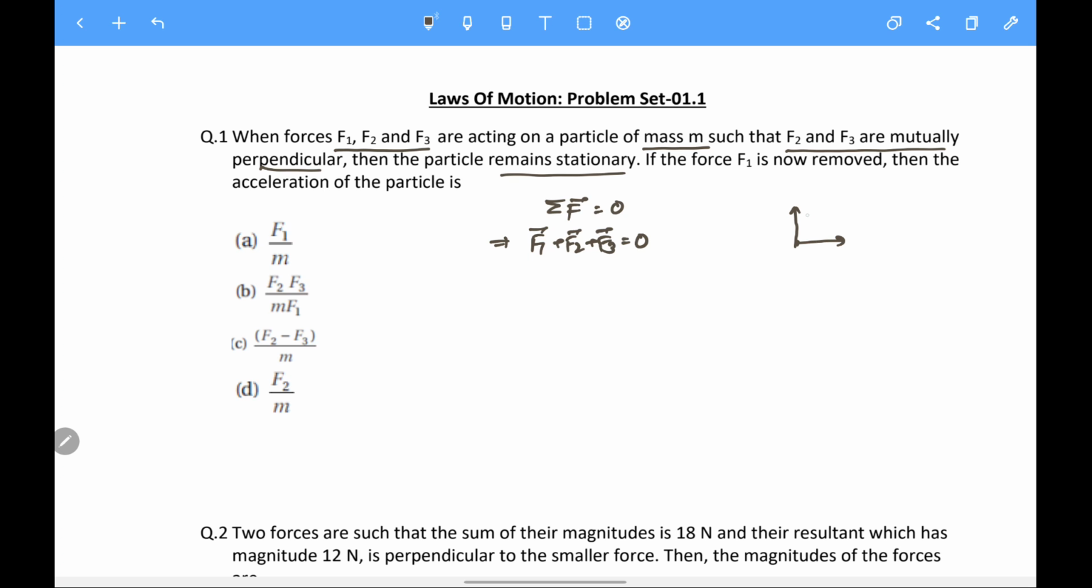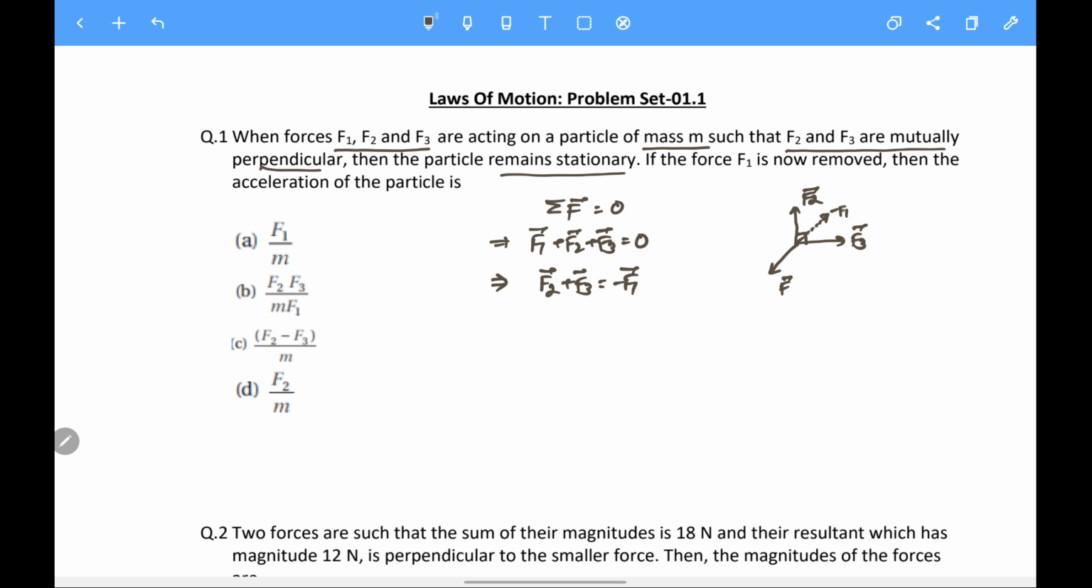We draw the diagram to display the forces. These forces F2 and F3 are mutually perpendicular. So this is F2 and this force is F3, and F1 is somewhere here. F2 and F3 are mutually perpendicular, and these forces are balanced. That means net force is zero. It means we can say sum of F2 plus F3 is equal to minus of F1. This means the sum of F2 and F3 is in the opposite direction of F1 and equal in magnitude.